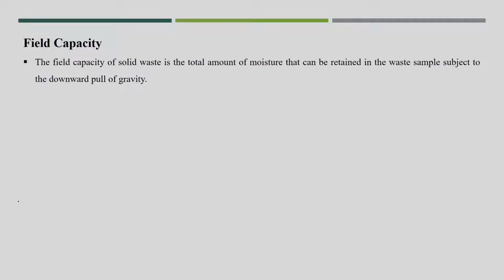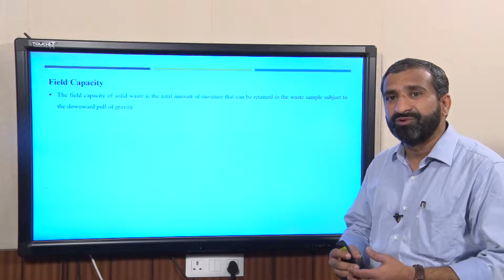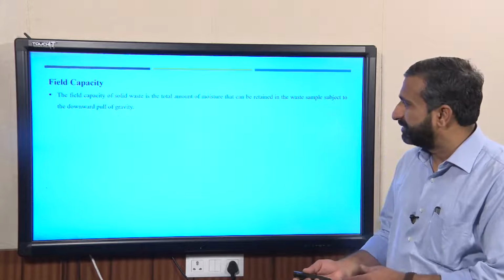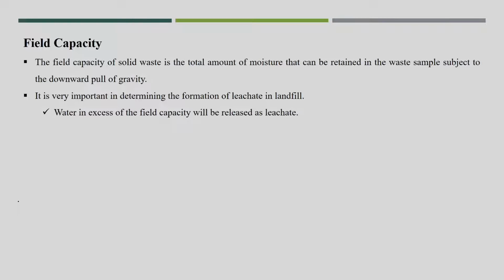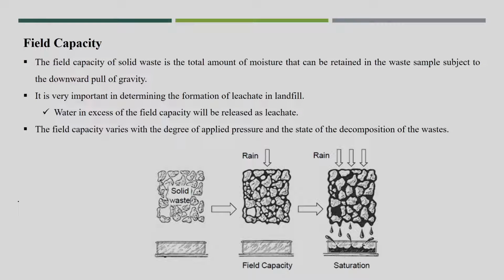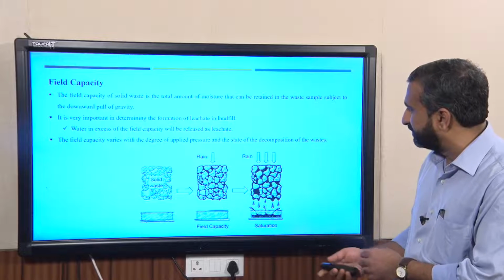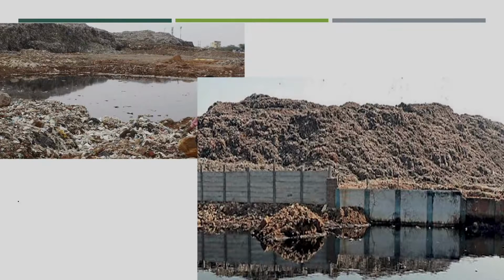Another physical parameter is the field capacity. Field capacity is the total amount of moisture that can be retained in the waste sample subject to the downward pull of gravity. This parameter is very important to know how much leachate will be produced once the waste goes to the disposal site. Water in excess of the field capacity will be released as leachate. You can understand this analysis from this photograph. Once rain falls onto the solid waste at the disposal site, leachate is produced, and that is governed by the field capacity. I will show you some photographs.